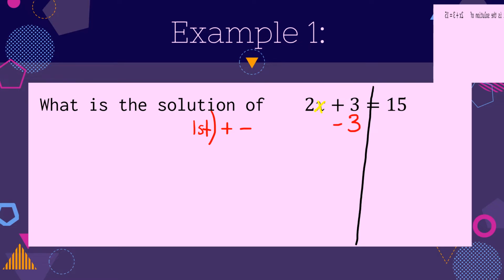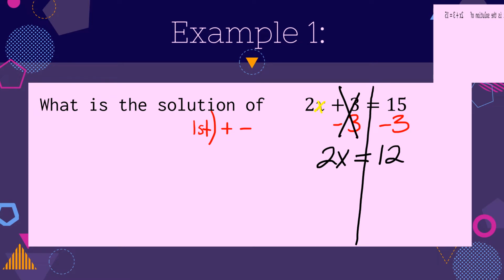And remember, that line is there to remind us that if I subtract 3 on the left side, I subtract 3 on the right side. Just like before, the opposites go away. The 2x falls down, the equals falls down, and I have a calculation on the right side.